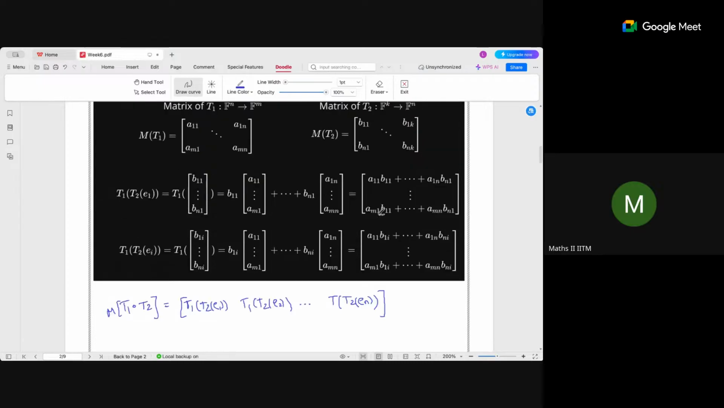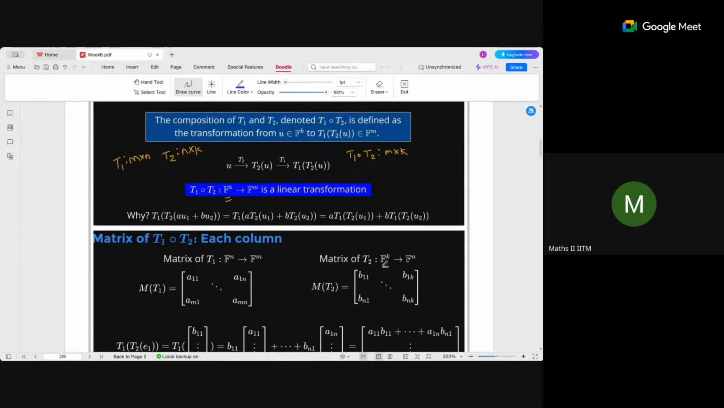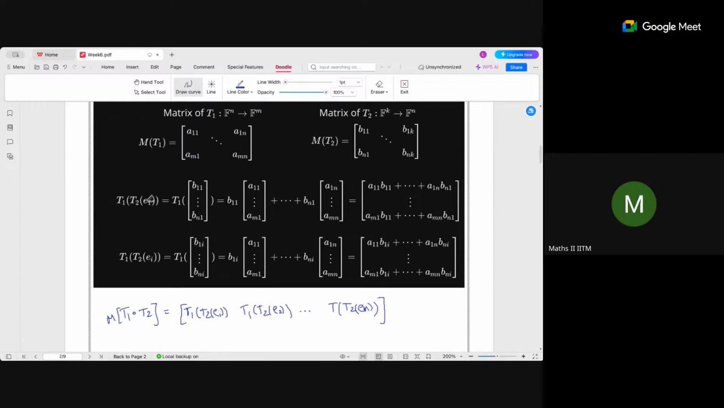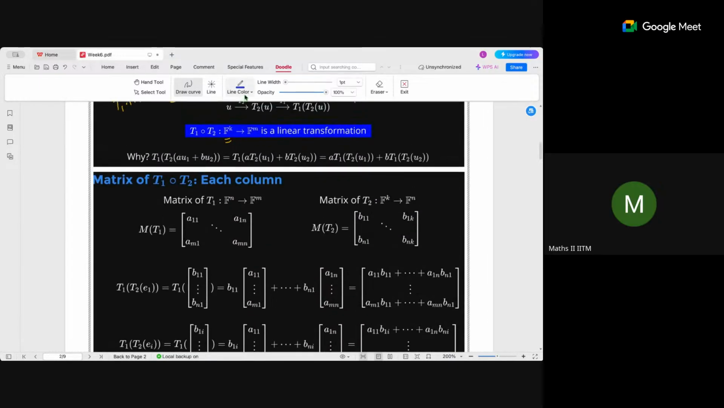So hold on here, what's the domain of T1 composition T2? K. So it should be up to K. This is how we have to write the matrix representation of T1 composition T2, right? So now what is T1 of T2 of e1? What is the first column? You see that T2 of e1 is there inside the bracket. Now what is T2 of e1? This is T2 of e1, right? This one. So here we are writing T2 of e1.